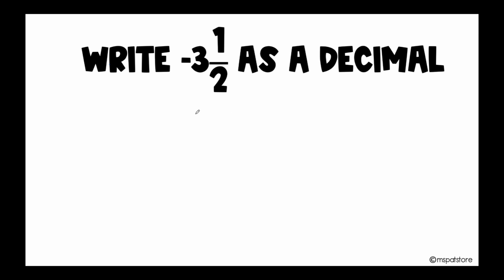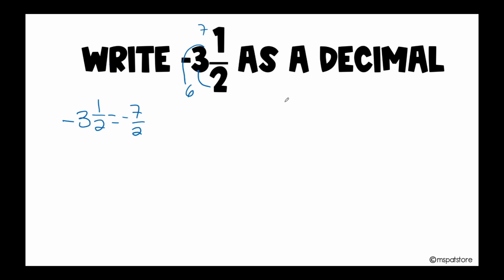Very good. The first thing that you need to do is change this mixed number into an improper fraction. So it will be 2 times 3, which is equal to 6. 6 plus 1 is equal to 7. Denominator stays the same. So negative 3 and a half is equal to negative 7 halves. Okay? After that, you just need to divide that.